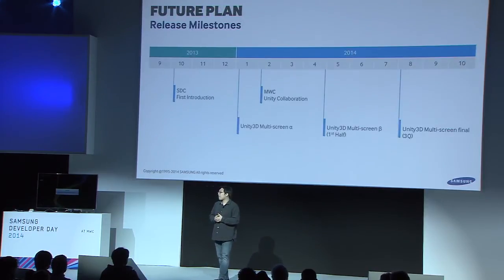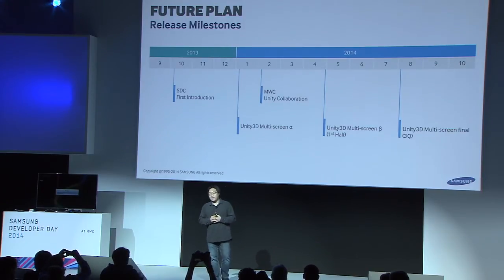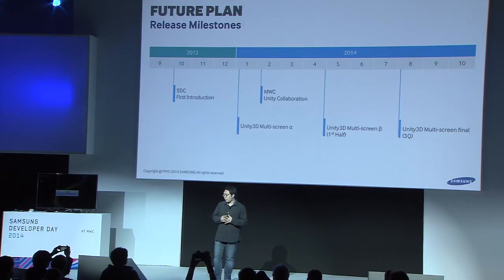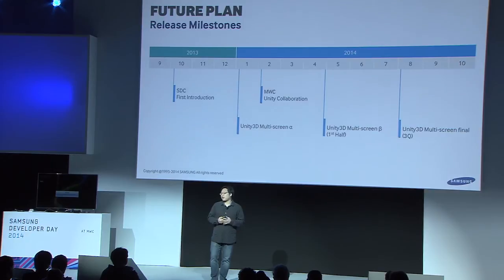Okay, milestones. We first introduced multi-screen game at the last SDC, Samsung Developer Conference in San Francisco. Until now, Samsung and Unity have been working together to develop the multi-screen game tool. The beta version will come in the first half of this year, and the final version is expected to be released in the third quarter of the same year.